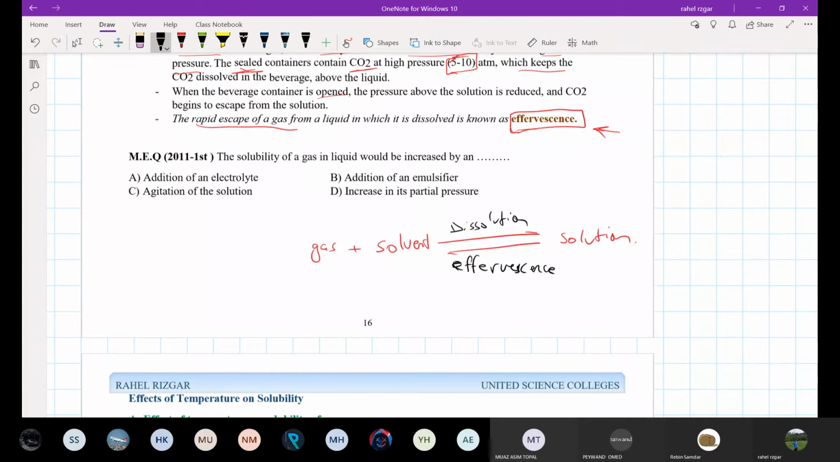All right. We have a ministry exam question. The solubility of gas in liquid would be increased by an addition of electrolyte. No, it doesn't have anything to do with emulsifier. No. Agitating, definitely not. Agitating is actually the reverse. If you agitate it, some of the gas will escape, I think. Increase in its partial pressure. So yes, if you increase partial pressure, solubility of gas will increase.